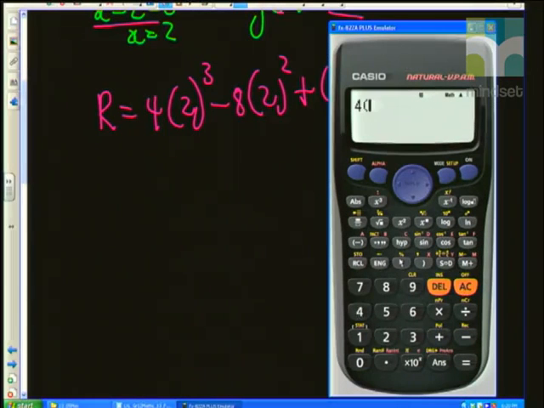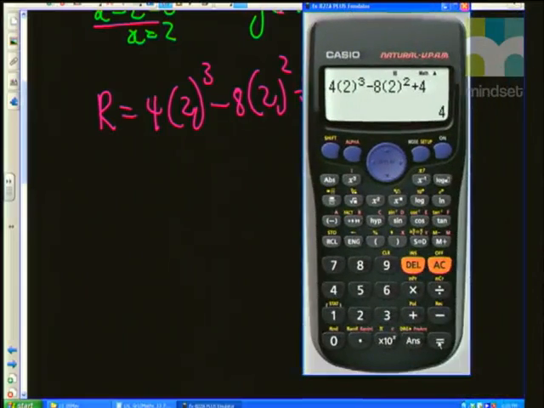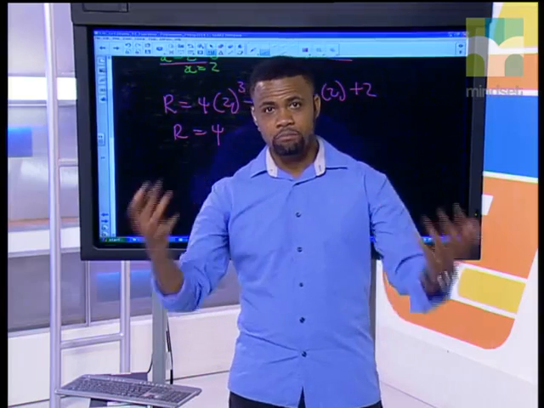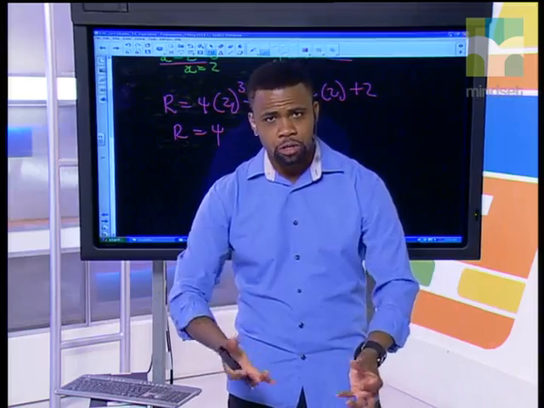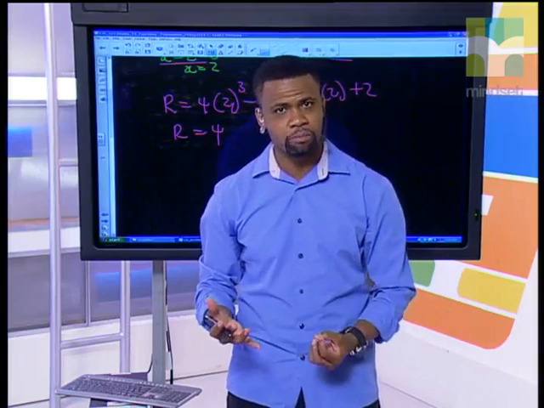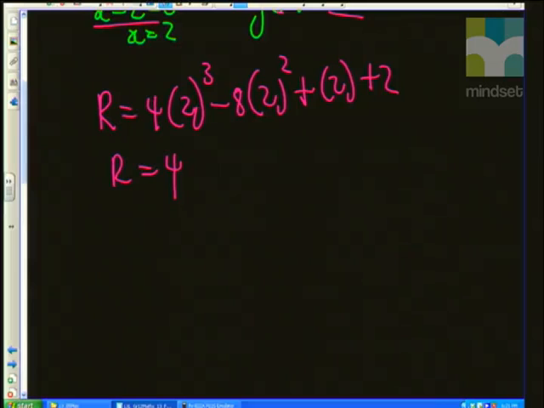2 bracket to the power 3, minus 8 bracket 2 bracket squared. Then we have plus 2 plus 2, which is plus 4. Then I get my remainder, which is equal to 4. And that's the remainder theorem. If we just substitute the x value into your polynomial, you get a remainder. I hope it makes sense and you're trying this hard. Good. Fantastic. Let's look at the next question.